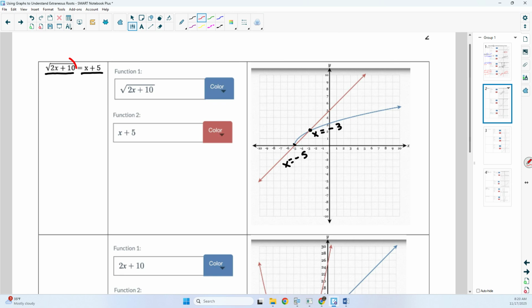The next thing I would do is square both sides. So I get 2x plus 10 equals, I'm going to write this twice up here.